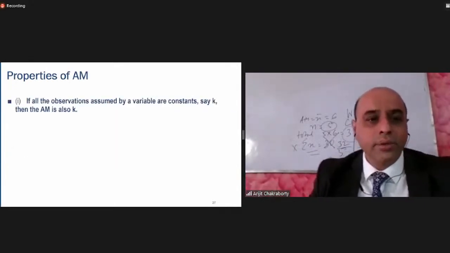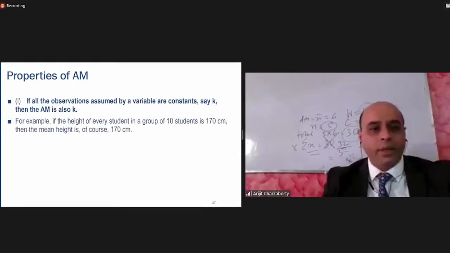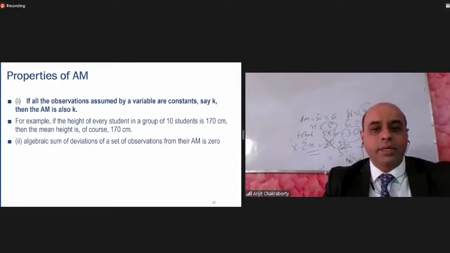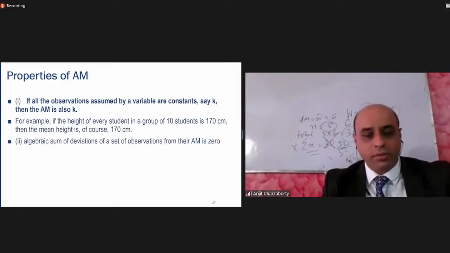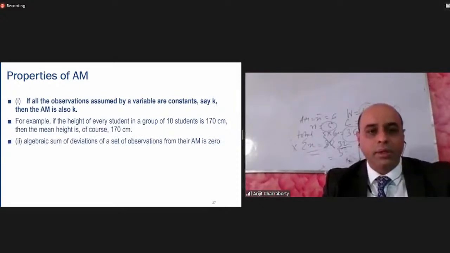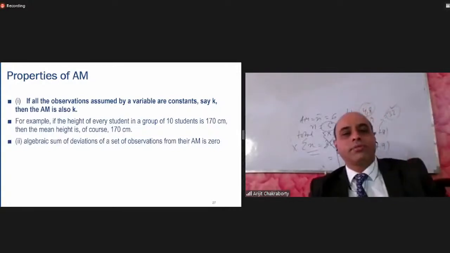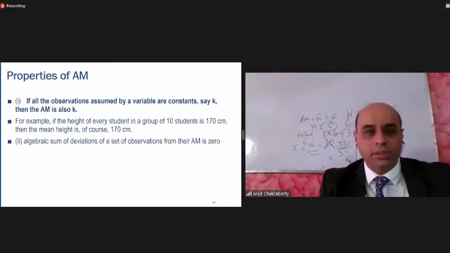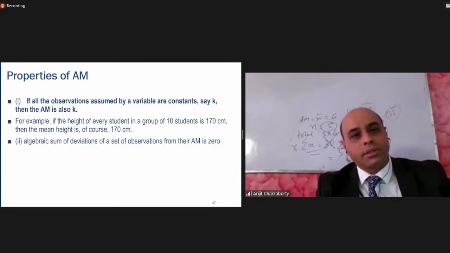Okay, now finally we look at the properties of AM. Number 1, the algebraic sum of the deviations will always be 0. And number 2, if all the observations assumed by a variable are constant, then the AM is also constant.